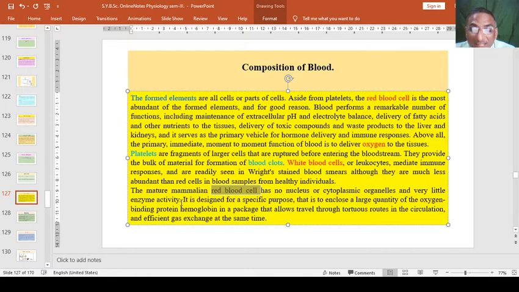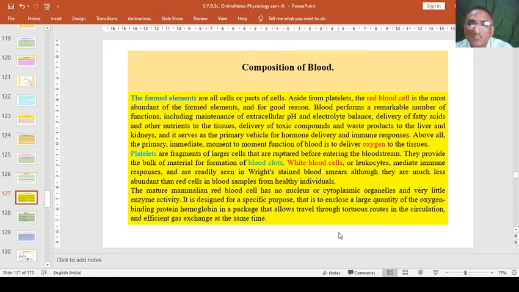Hemoglobin in a package allows travel through tortuous routes in the circulation and efficient gas exchange at the same time. It means they can flow even in a very thin capillary, one behind another, but simultaneously they also perform the function of exchange of gases or fluid material, and therefore they are of prime importance in the circulatory system.